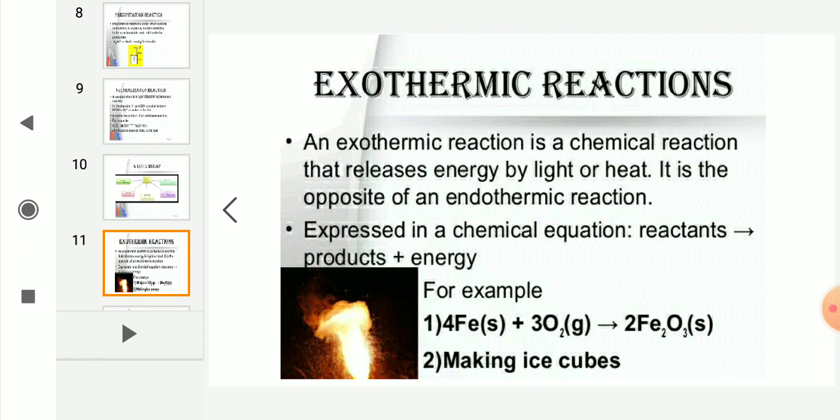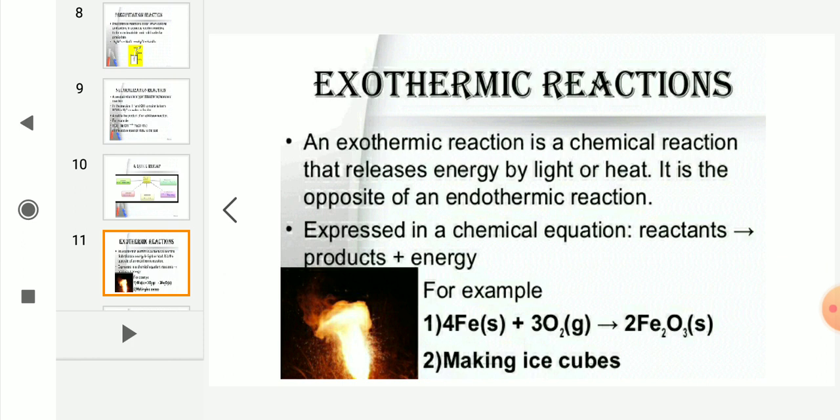An exothermic reaction is a chemical reaction that releases energy in the form of light or heat. When this exothermic reaction takes place, light or heat energy is released. It is the opposite of endothermic, which we will learn about afterward. This is expressed in a chemical equation: reactants give rise to products plus energy. When the reactants give rise to products, energy is also released.